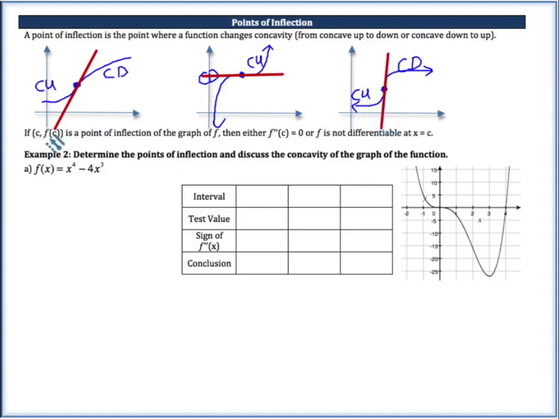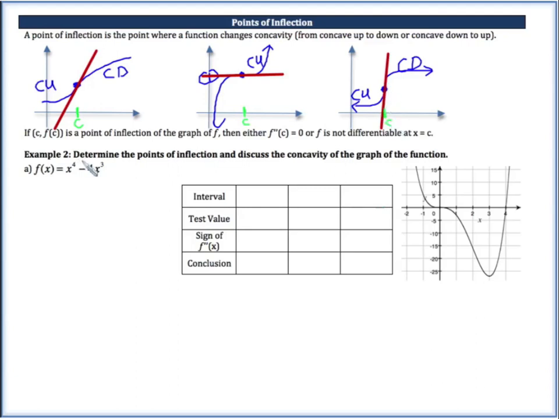Now, if f(c) is a point of inflection, then either f double prime of c equals 0, or f is not differentiable at x equals c. Here's what we mean by that. If this was our c right here, we would know that f double prime either equals 0 or does not exist at these points, here and right here.